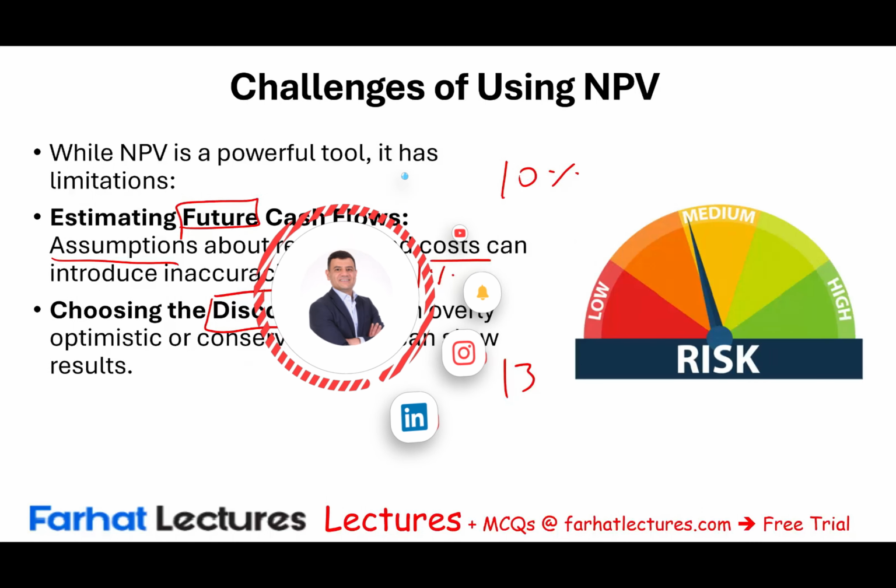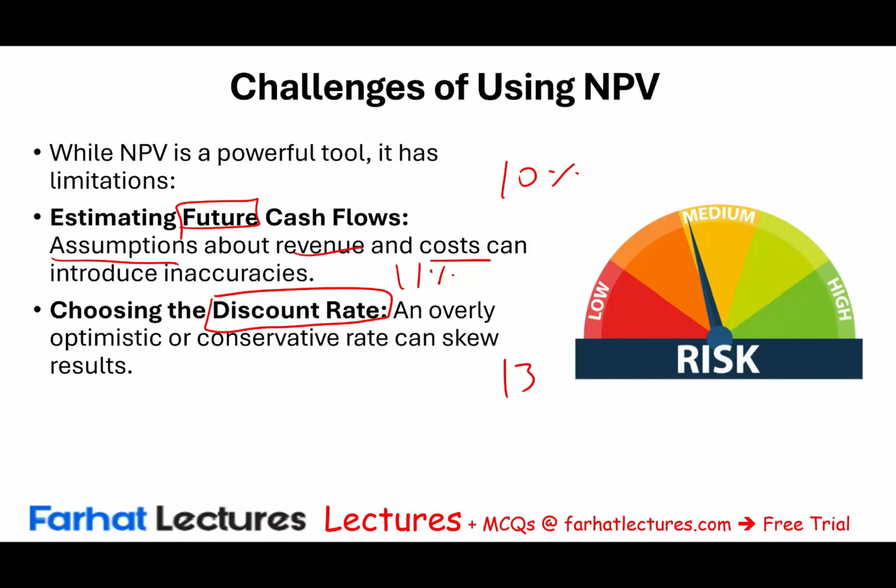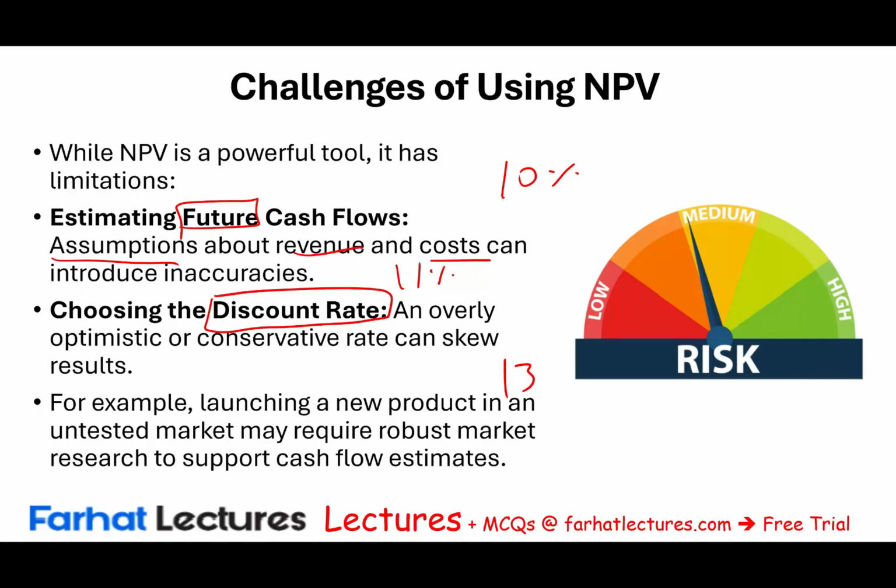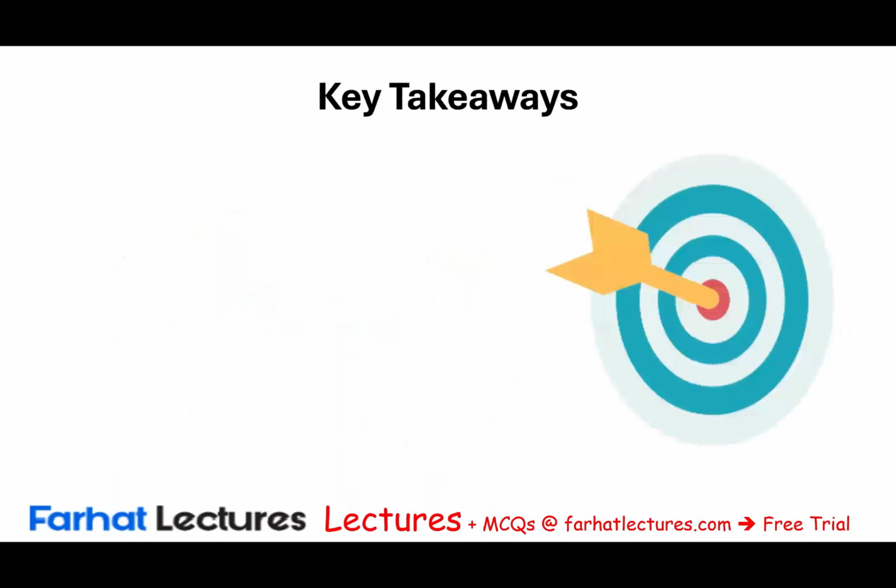So be careful which discount rate the company uses. For example, launching a new product in an untested market may require robust market research to support cash flow estimates. So if you have a new project, you're going to have a lot of guessing to do. So you're going to have to do a lot of what? Research. A lot of work.